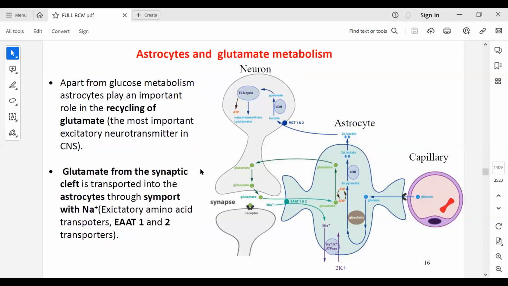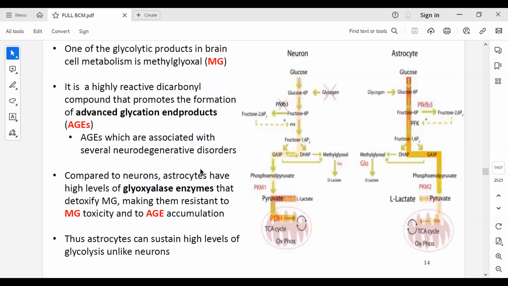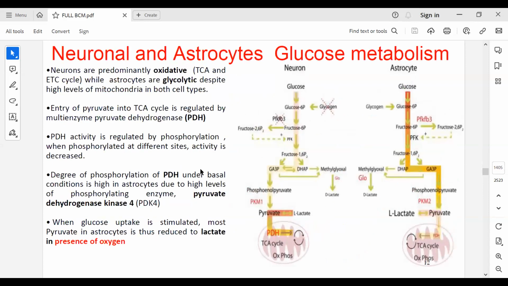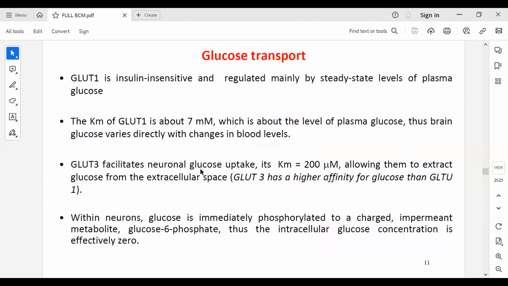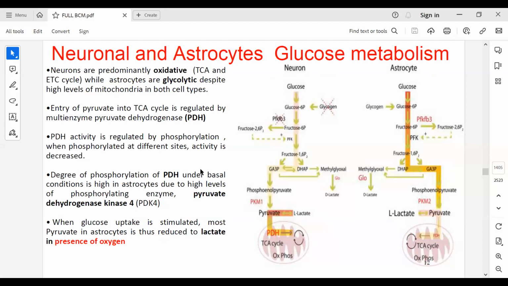So neurons will carry out the whole process of aerobic respiration, but astrocytes are more of carrying out the anaerobic respiration, just the glycolysis. So entry of pyruvate into the TCA cycle is upregulated by the multi-enzyme pyruvate dehydrogenase. That PDH activity is regulated by phosphorylation.